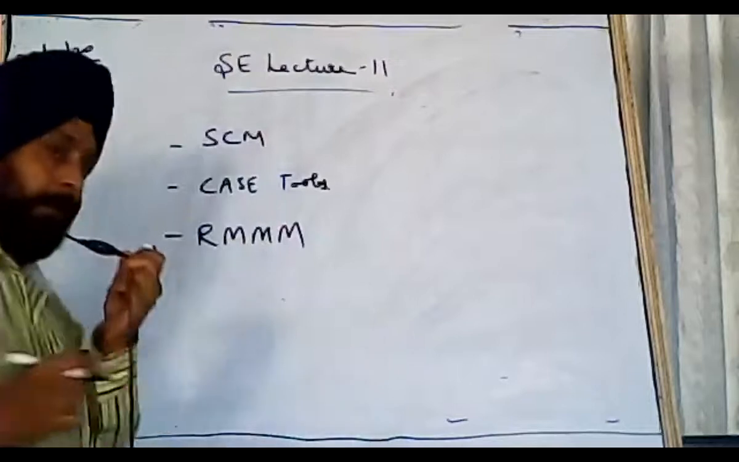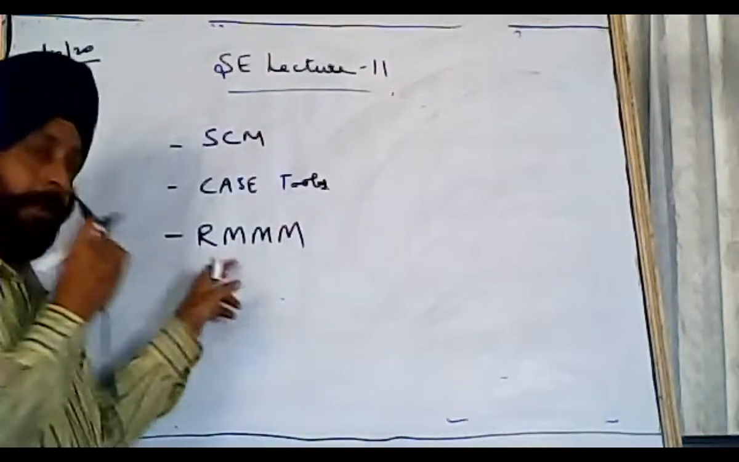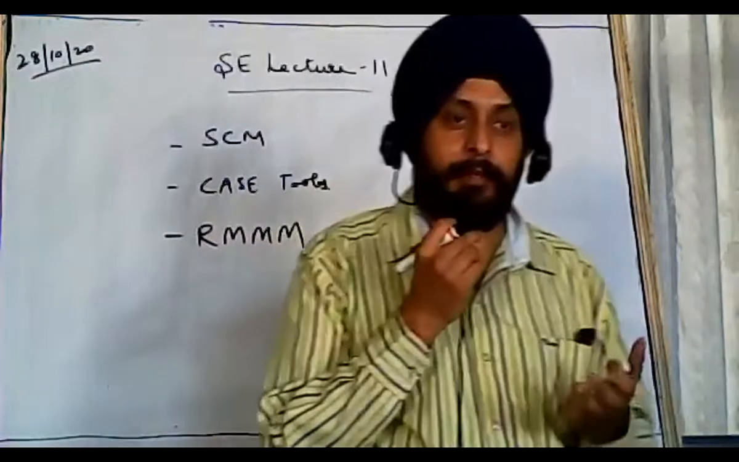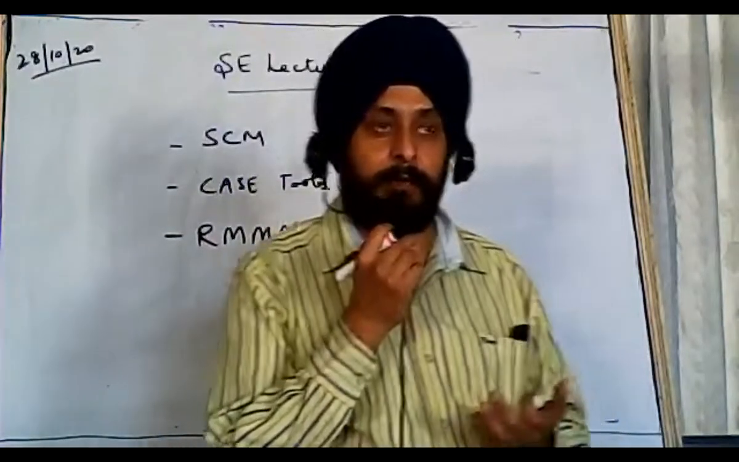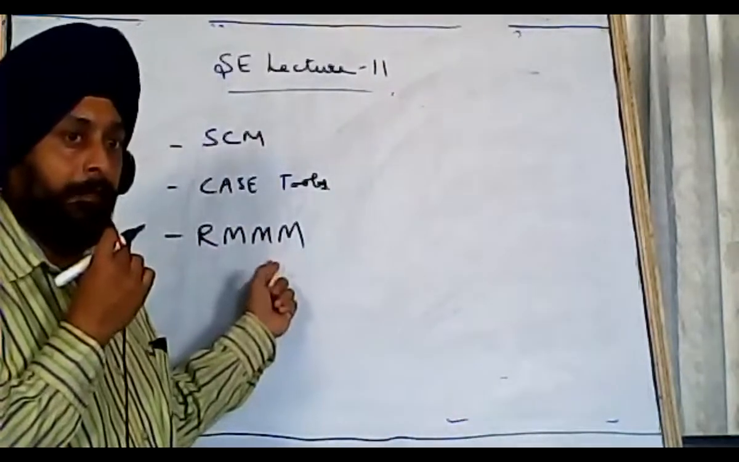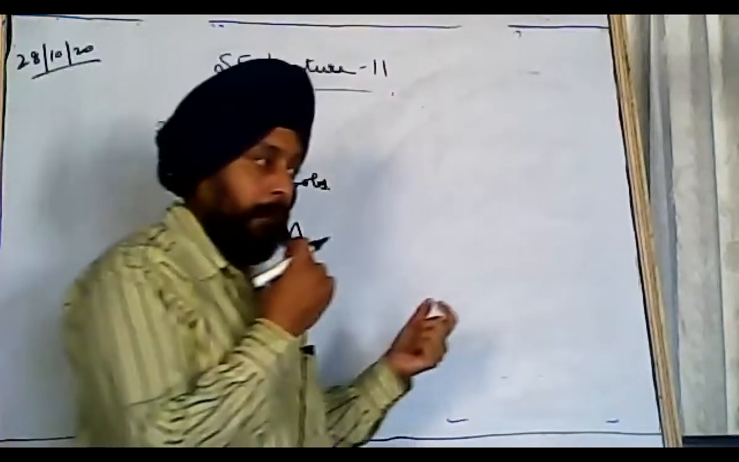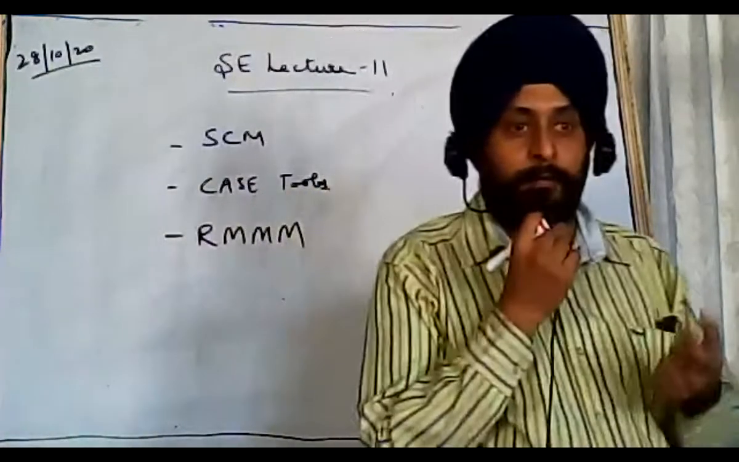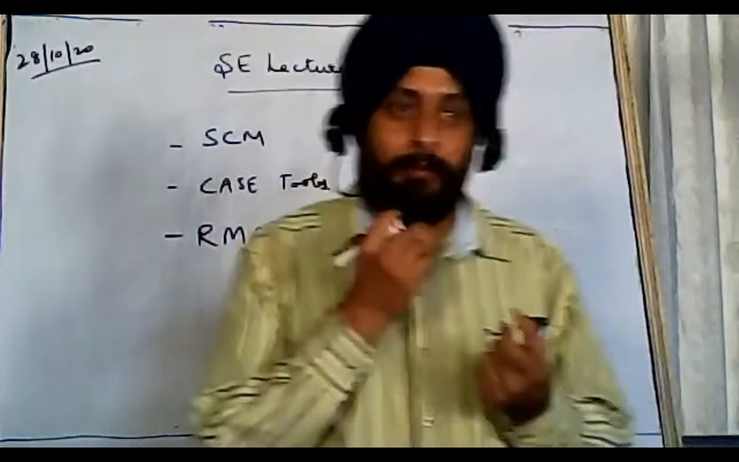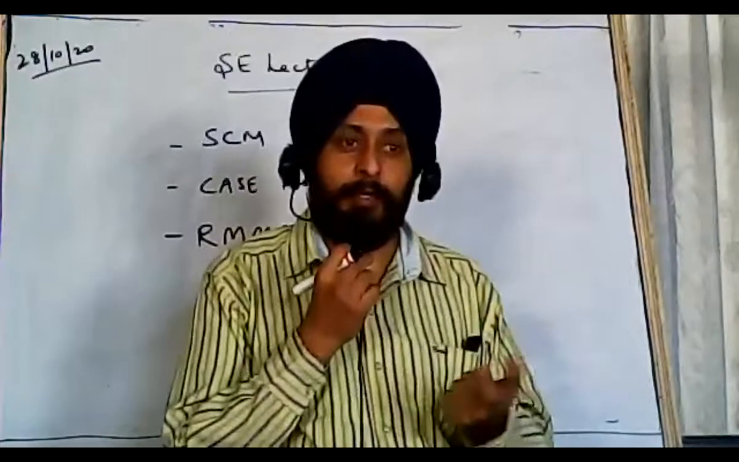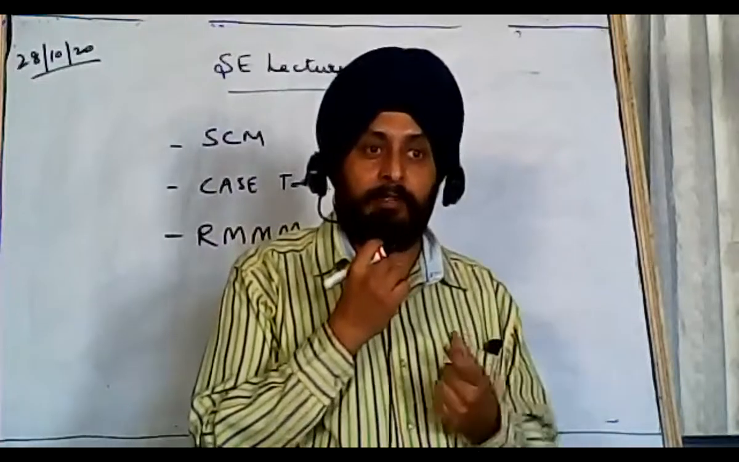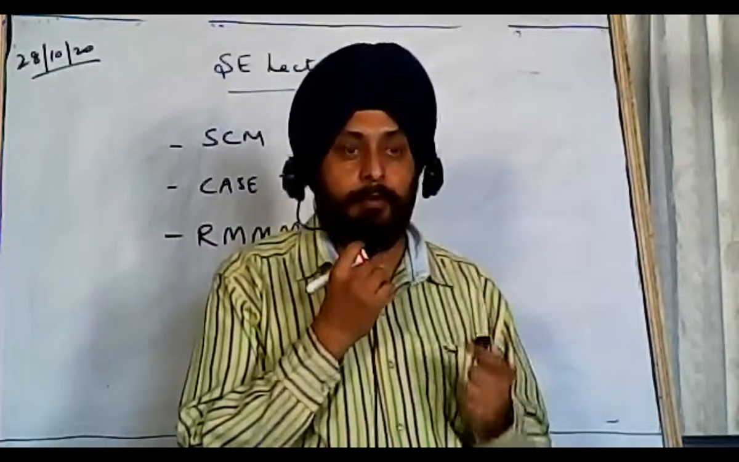Then RMMM, that is risk mitigation, monitoring, and management. As our life is always at risk, the same is the case with each and every product we deal with in our life. The same is the case with software. During the software life cycle, software also faces different types of risk. We will see what the different risks are that are faced by the software through its life cycle.